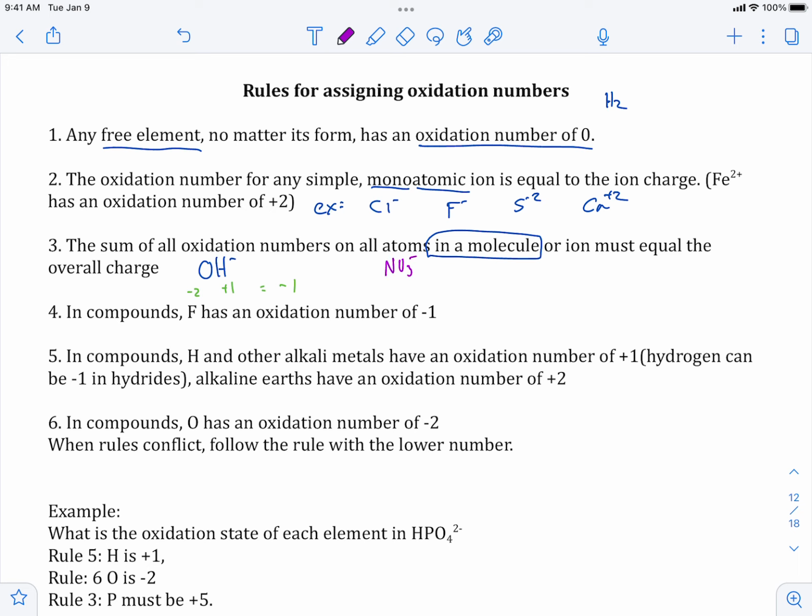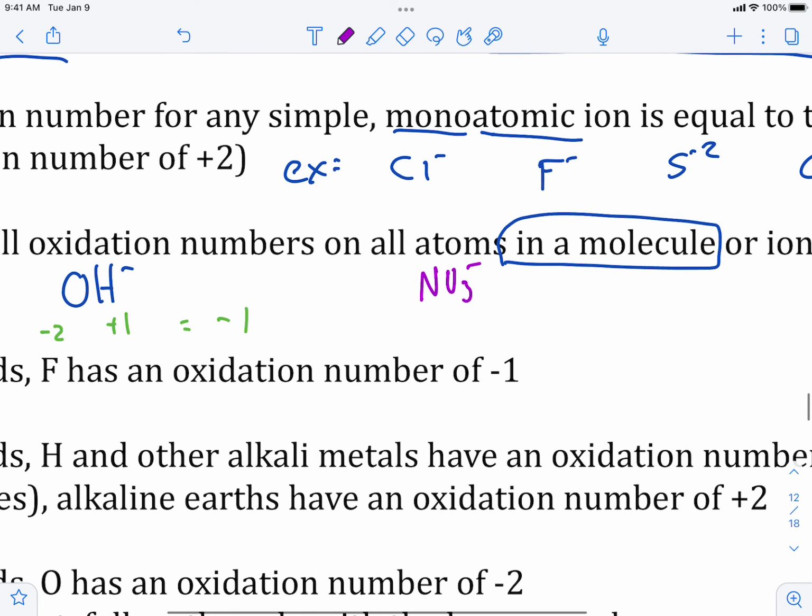NO3 minus. This is nitrate. So the overall charge is -1. But we have 2 elements. We've got the nitrogen, and you got 3 oxygens. Now, oxygen's charge is -2. So if I have 3 oxygens, each carrying -2, plus a +5 from nitrogen, that makes sense that my overall polyatomic ion's charge is -1.